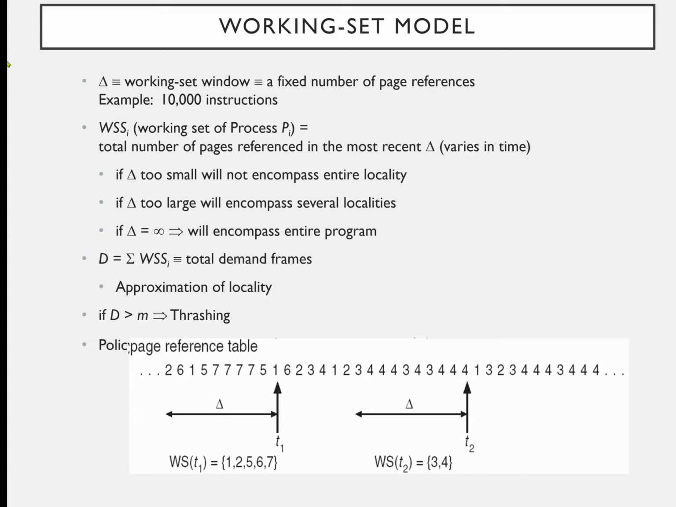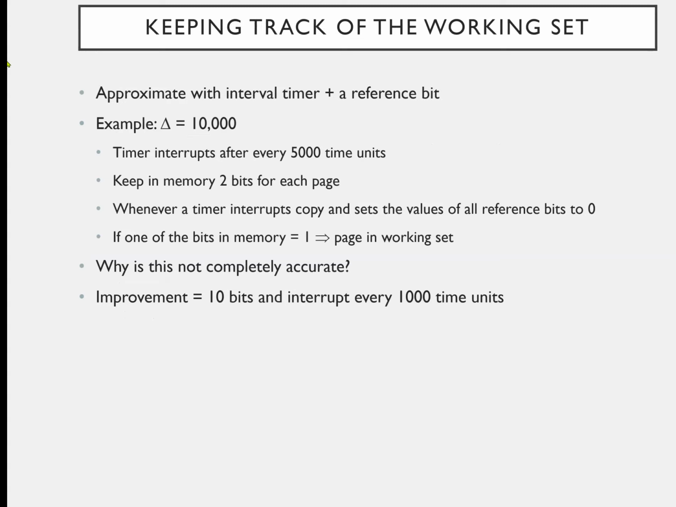So D equals the sum of the working set sizes of all processes, and that's the total demand for frames. If D is greater than the total number of available frames, we'll see thrashing.